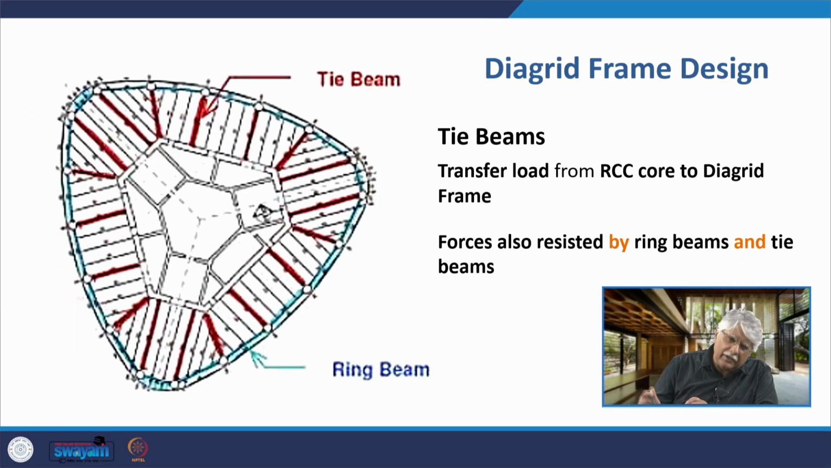There is of course the issue of tie beams. We will not go into details, but you see here outside is the Diagrid frame. The tie beams are connecting the core to the Diagrid frame, and they are transferring load from the core to the Diagrid frame. Now the same thing also happens in a moment frame. We have talked about it in detail in the lectures on structural systems. The force is also resisted by the ring beams, that I told you about between the triangular frames of the Diagrid. The ring beams and tie beams are also resisting forces.